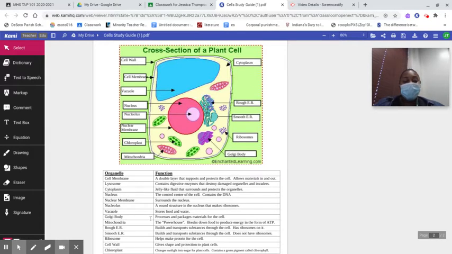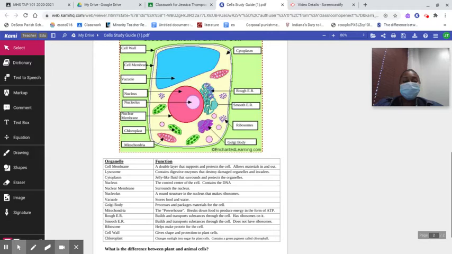Now, the Golgi body, again, its function is exactly the same. It's going to package those materials for the cell. The mitochondria, again, is the powerhouse of the cell. That is where energy is produced, energy in the form of ATP, which is, again, adenosine triphosphate. And again, you have different numbers of mitochondria in different types of cells.